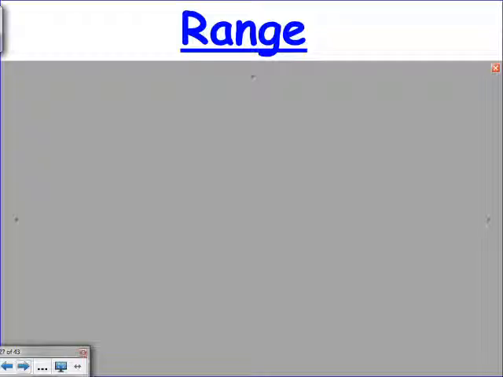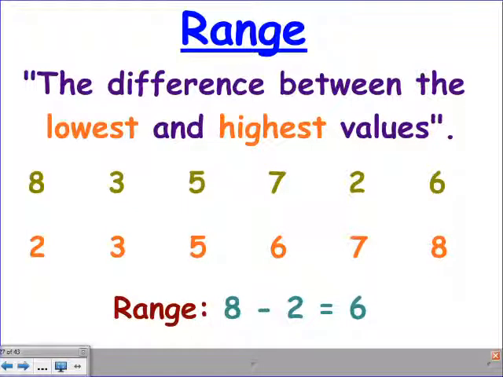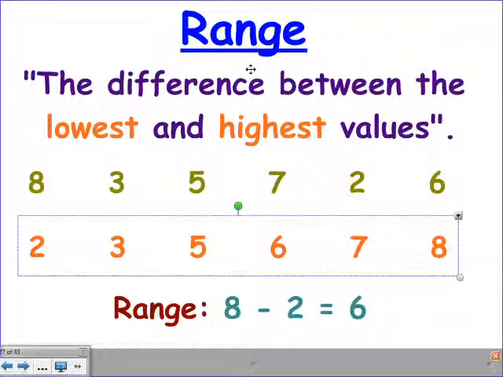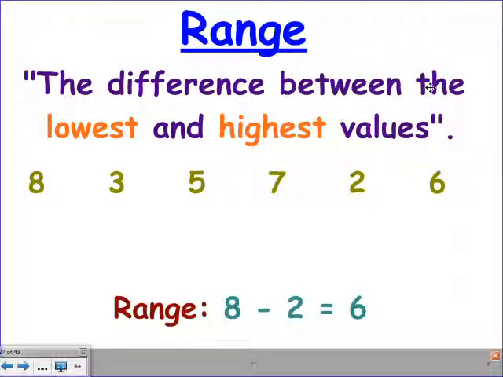Okay, last one. How hard can ranges get? Not very. So what's a range? Gap from biggest to smallest. So it's the biggest piece of data, take away your smallest piece of data. Just go along your data, find your biggest value, which is 8, your smallest value, which is 2. 8 take away 2 gives me a range of 6.